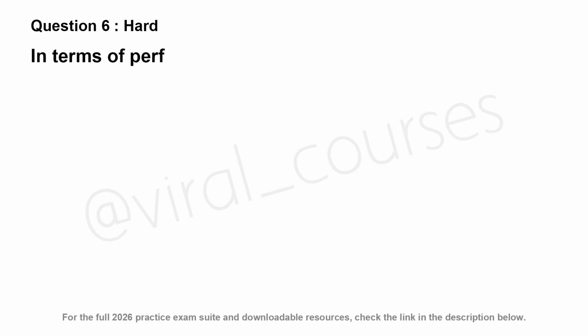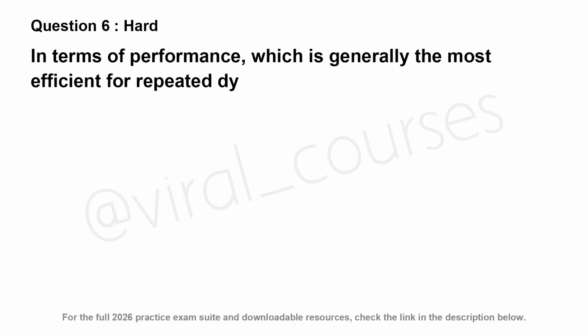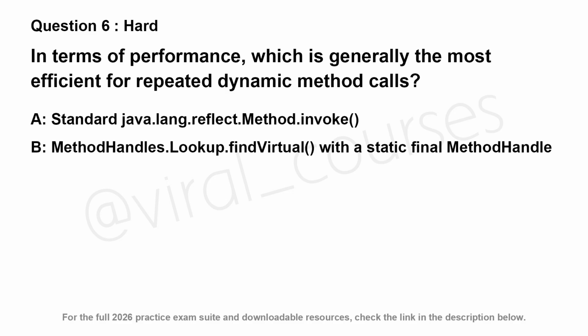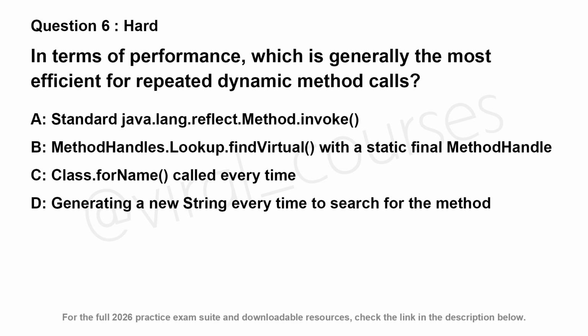In terms of performance, which is generally the most efficient for repeated dynamic method calls? Option A, standard java.lang.reflect.Method.invoke(). Option B, MethodHandles.lookup().findVirtual() with a static final MethodHandle. Option C, Class.forName() called every time. Option D, generating a new string every time to search for the method.